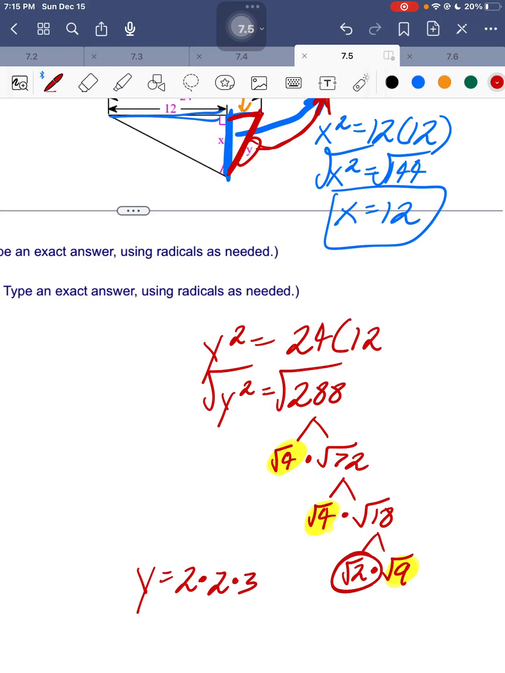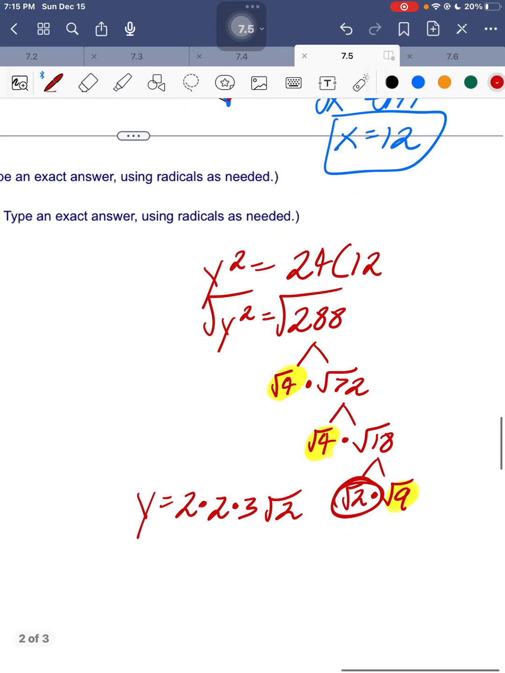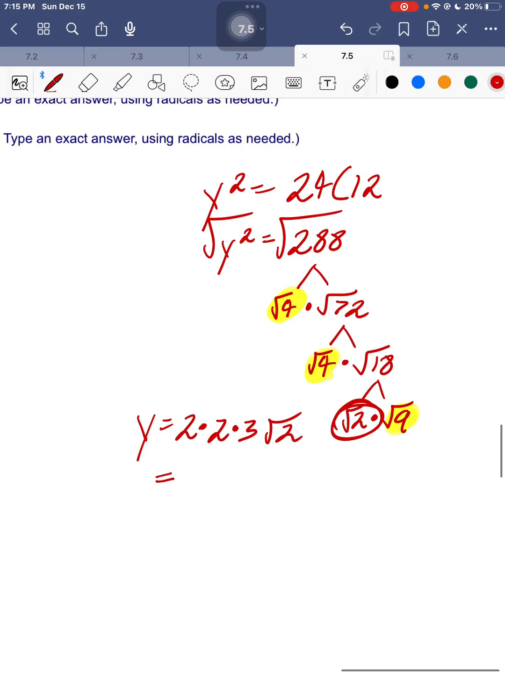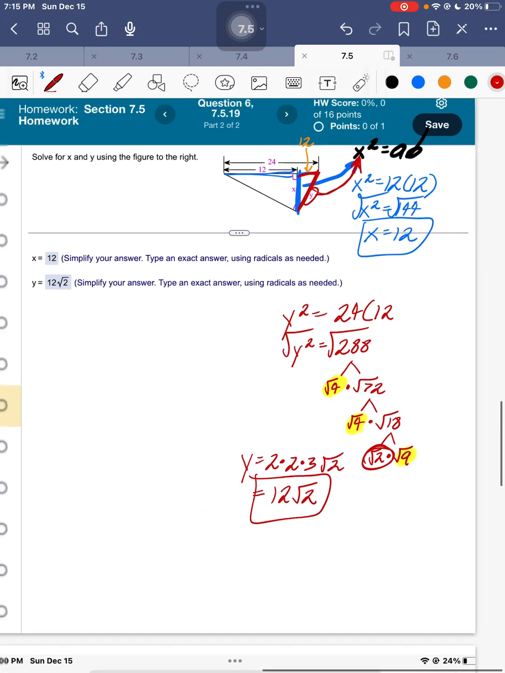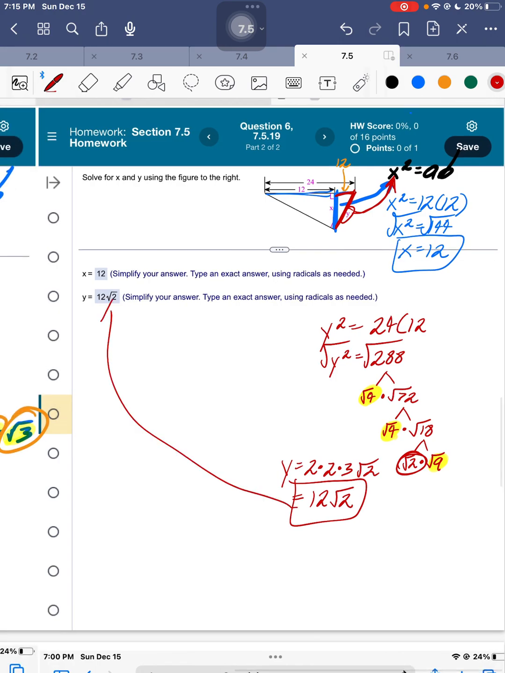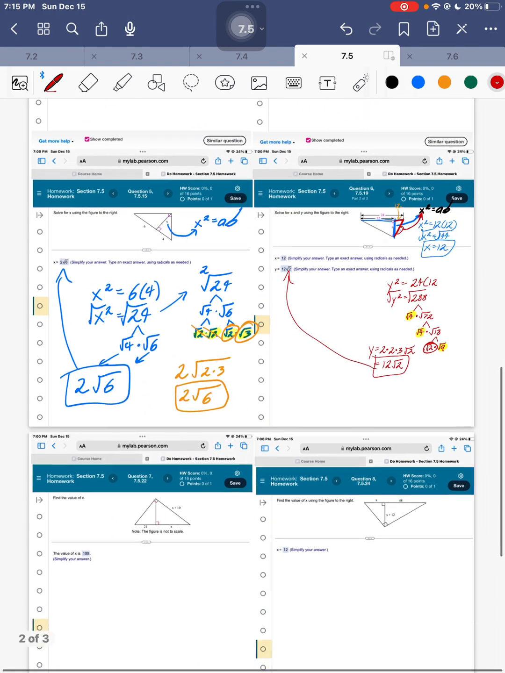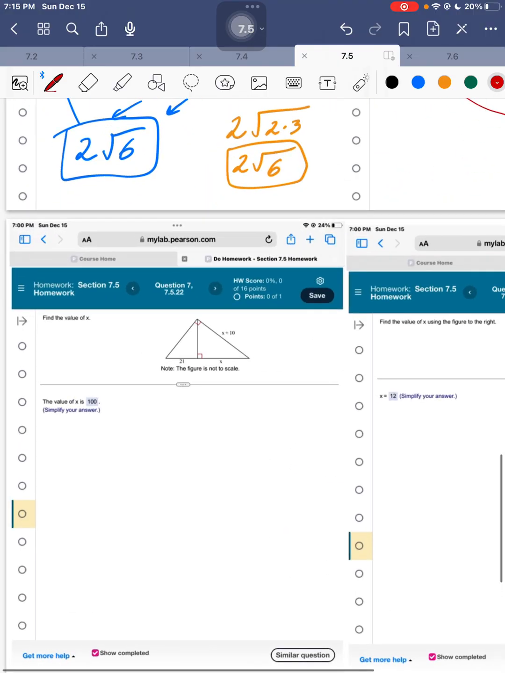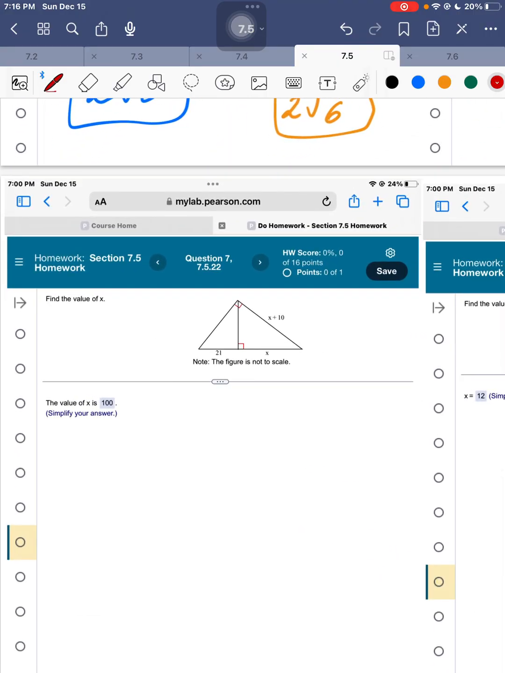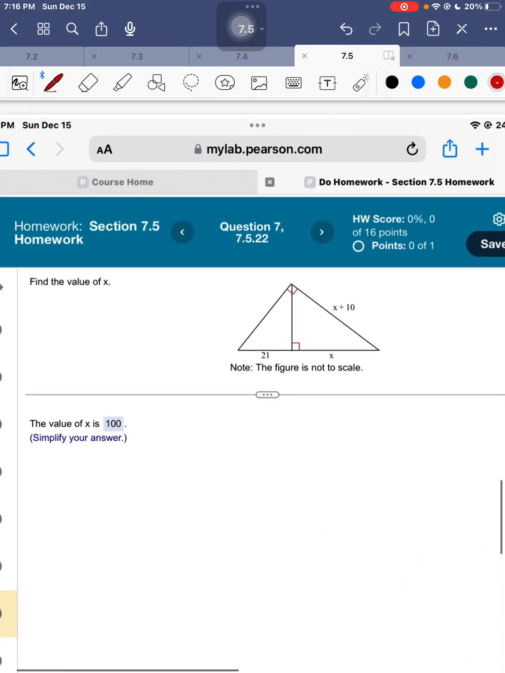So now what is the square root of 4? 2. What's the square root of 4? 2. What's the square root of 9? 3. And what's left? The square root of 2. So now what's 2 times 2 times 3? That is 12 square root of 2. There we go.